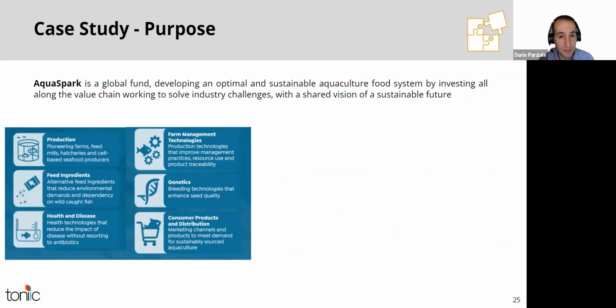This is a global fund that develops an optimal and sustainable aquaculture food system. It invests all along the value chain to solve industry challenges with a shared vision of sustainably feeding the planet with high quality proteins. When Aquaspark started in 2014, the aquaculture industry had an extremely negative reputation because of the poor environmental practices of many farms.